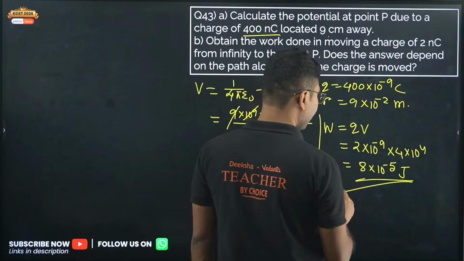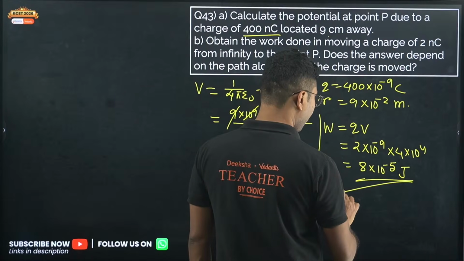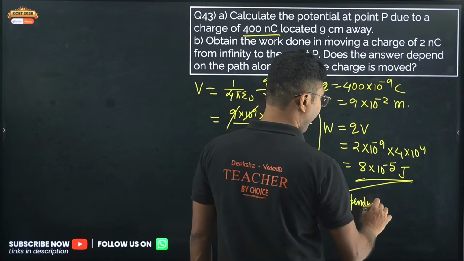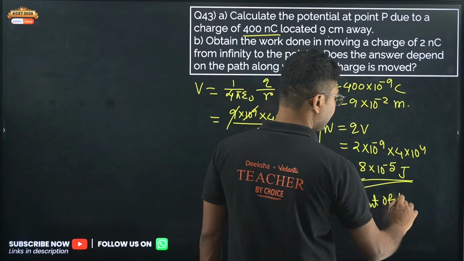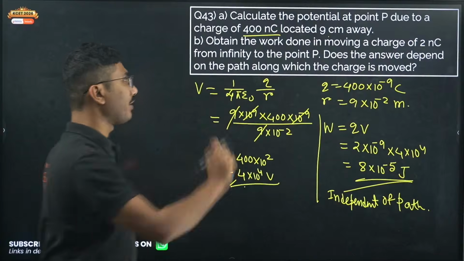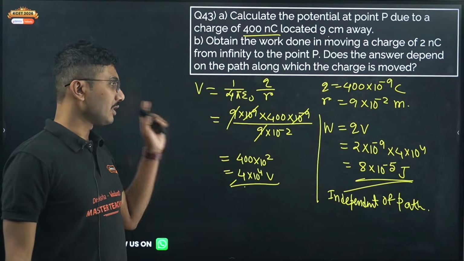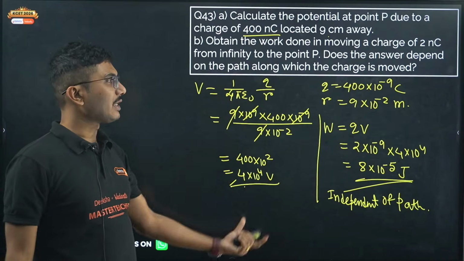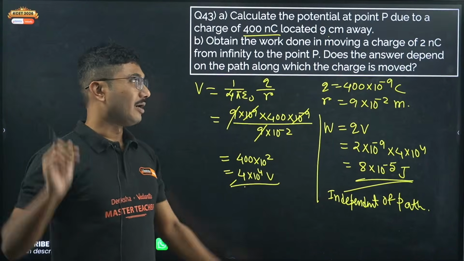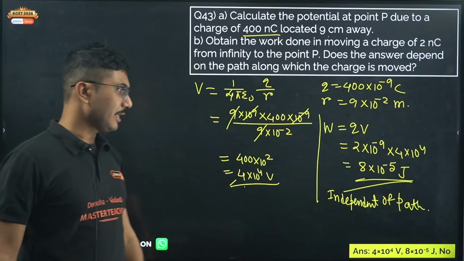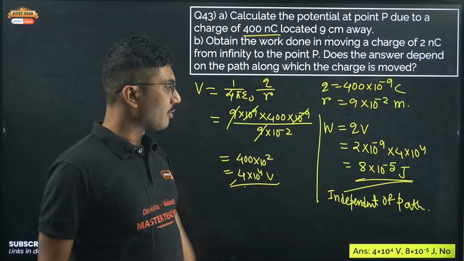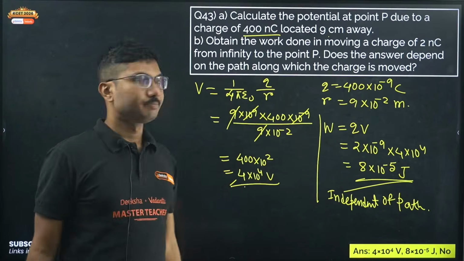Electric field is a conservative force field, so it is independent of path, or it does not depend on path. This line also is important. If a similar question comes, calculate potential, calculate work done, and also explain any part that is mentioned in the question. So 4 into 10 to the power of 4 volt, 8 into 10 to the power of minus 5 joules, does not depend.